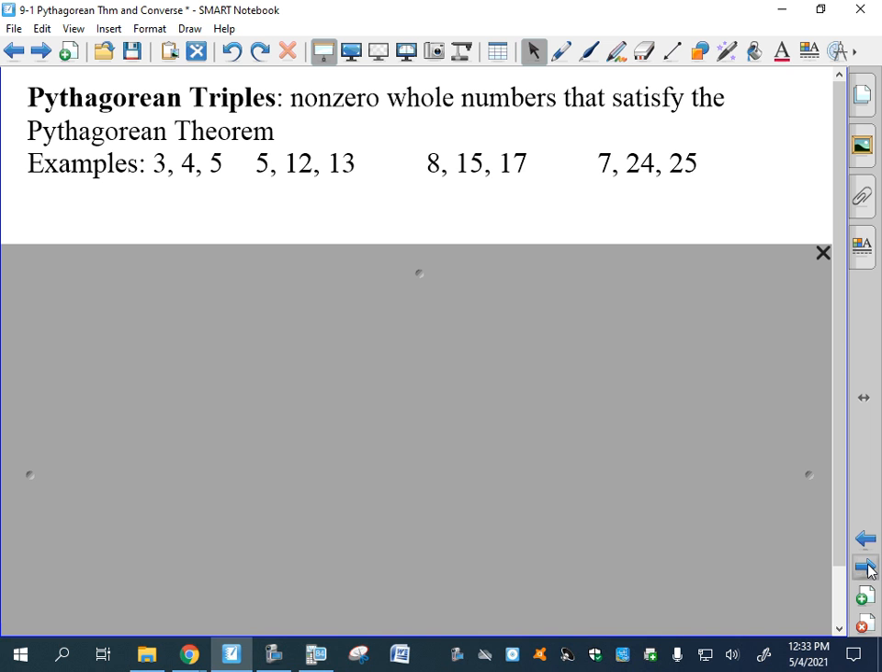However, it's named after Pythagoras. Back in ancient Roman Greek times, he kind of coined the theorem that we use today, and that's why we call it Pythagorean theorem, based off Pythagoras.